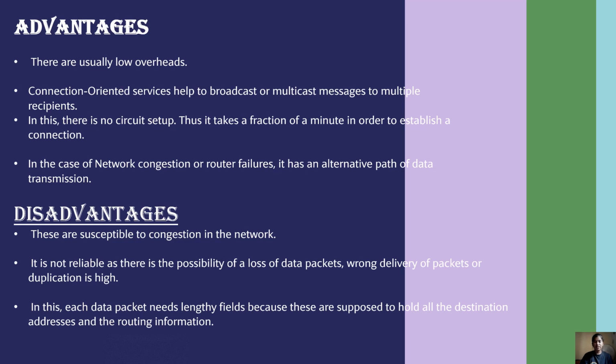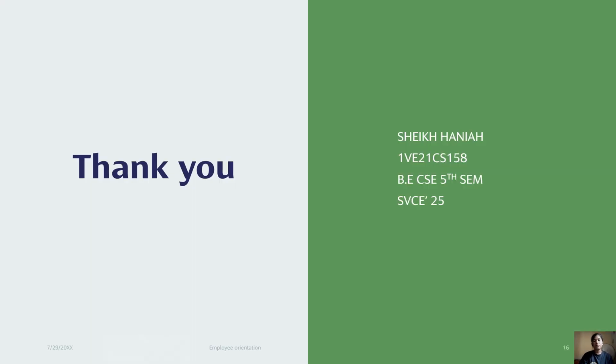Next, we have disadvantages, because wherever we have advantages, we might also have drawbacks. These are susceptible to congestion in the network. It is not reliable, as there is a possibility of loss of data packets, wrong delivery of packets, and duplicacy is high in this. Each data packet needs lengthy fields because they are supposed to hold the destination address and routing information. So this is what we learned about service primitives and connection-oriented and connectionless services.